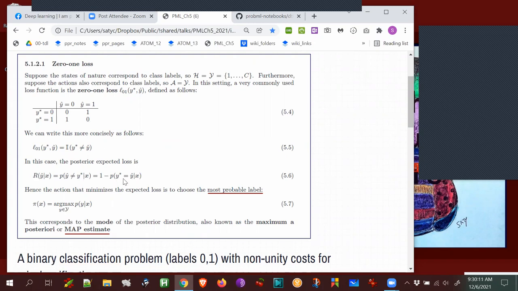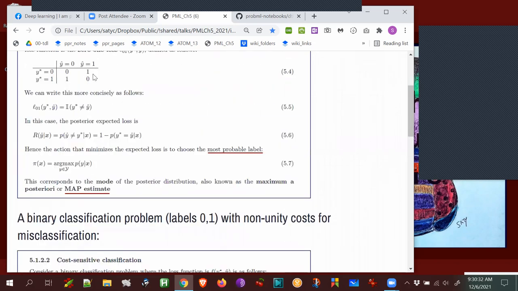So then the loss is pretty simple. Just simply minimize the expected loss. So the most probable label is the one that minimizes the expected loss. So you pick the most probable label. It's pretty simple. And this is the most probable, just say argmax for that. And so then you also call it the maximum a posteriori, MAP, estimate for that. It's very simple, 0-1 loss.